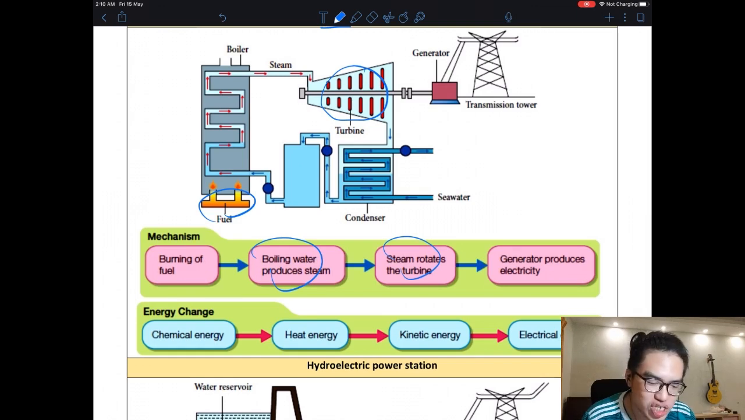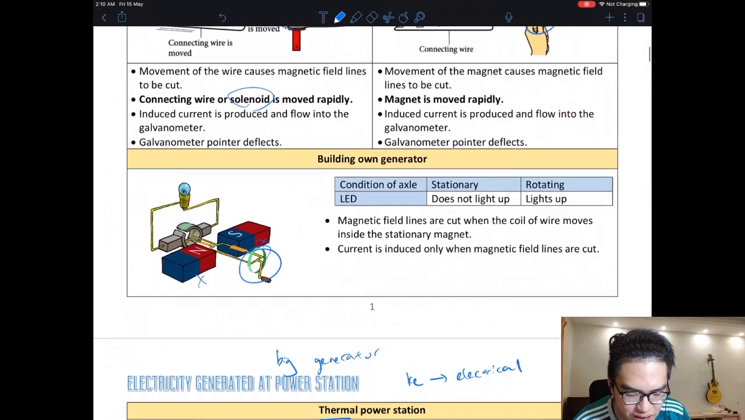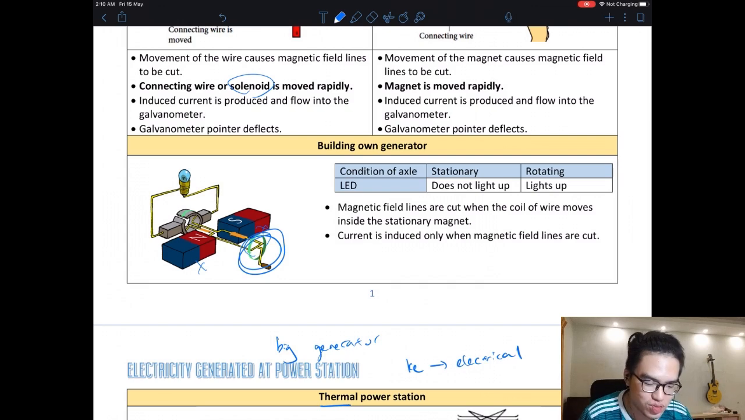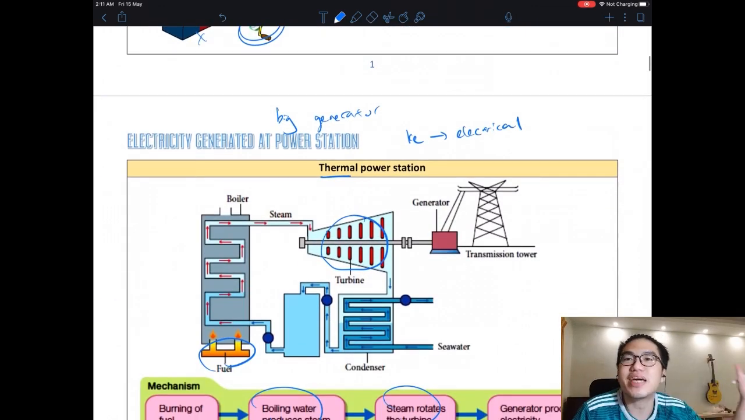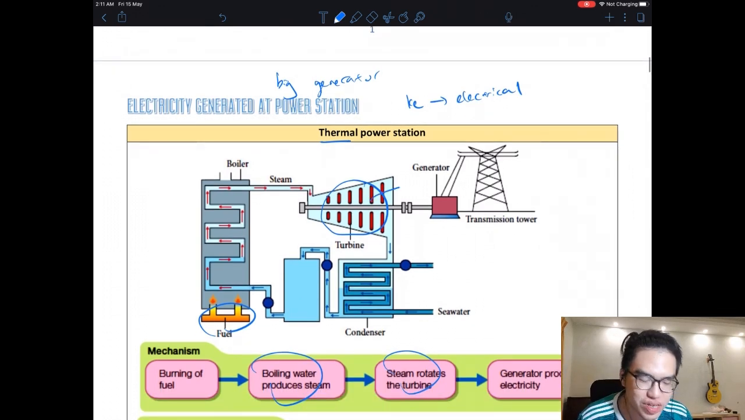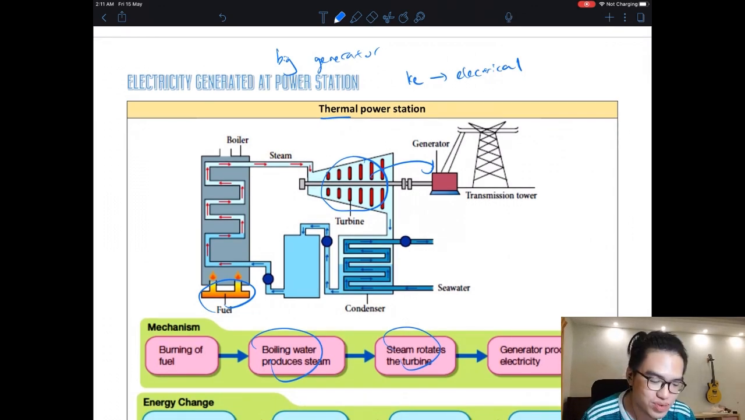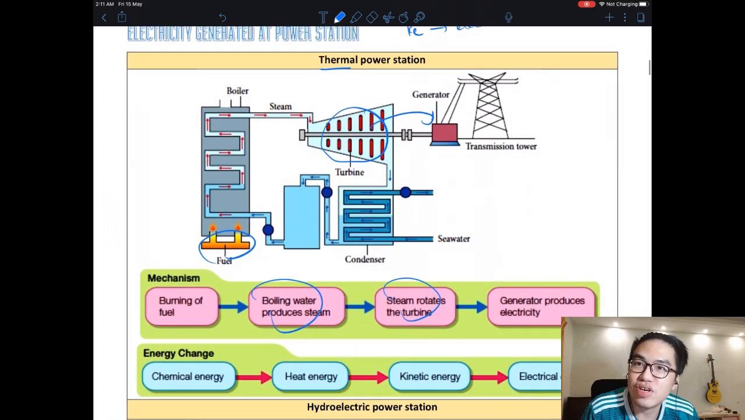Just now we called it a crank. Can you see? A crank. For a crank we use hand. For a turbine, we use a machine. It's basically a big crank. So we just turn the turbine. And then the turbine is connected to a generator. Can you see? Same concept. I'm spinning the magnet or I'm spinning the conductor. I'm using steam to spin it in thermal, so I generate electricity.